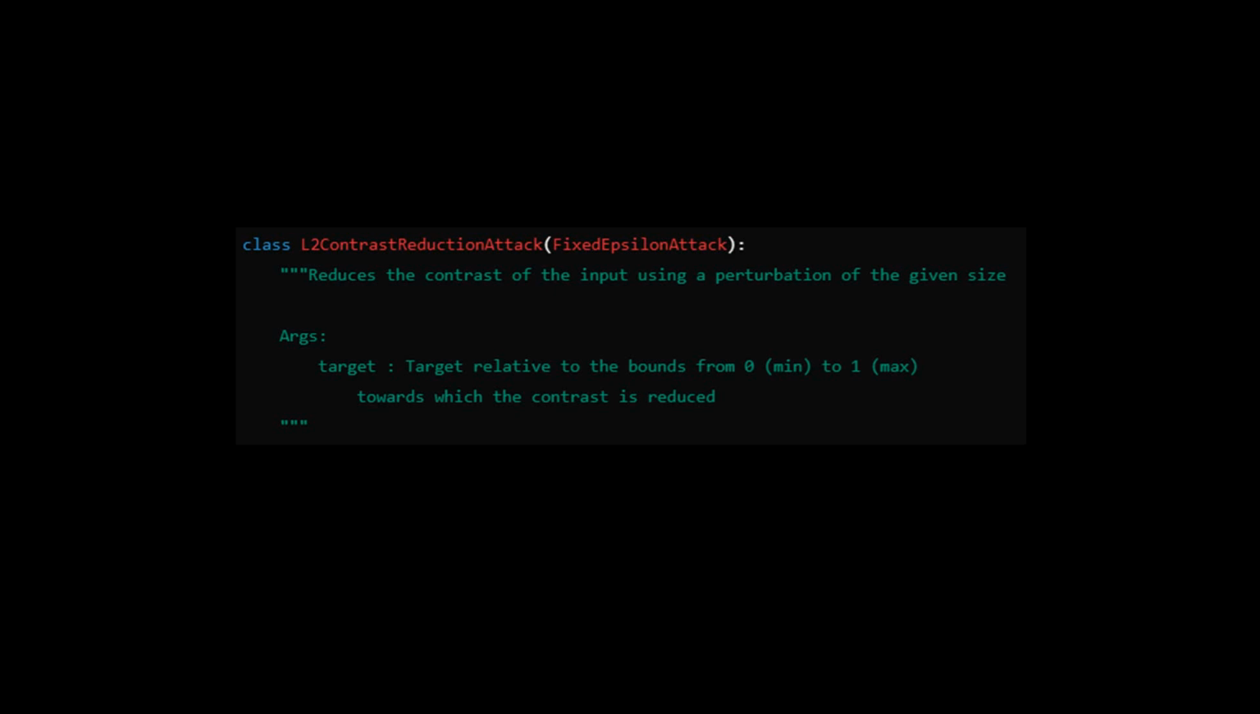The goal of this attack is to reduce the contrast of the input image towards a given target value. The target is specified as a relative value, in this case defaulting to 0.5, which will guide the contrast reduction, and it's relative to the bounds of the input image, which are usually between 0 and 1.